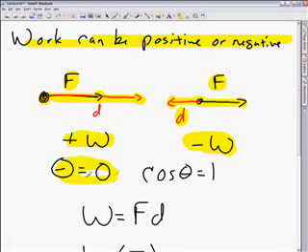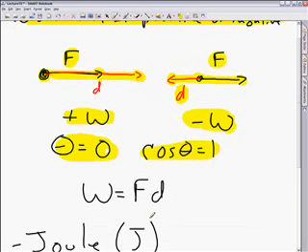And in this part, when they're both in the same direction, our theta is equal to 0, right? The theta is the angle between the displacement vector and the force vector. When theta equals 0, cosine theta equals 1. Now in this case, our angle between D and F is 180 degrees. Okay, the cosine of 180 degrees is negative 1. So you'll end up with a negative for your amount of work.